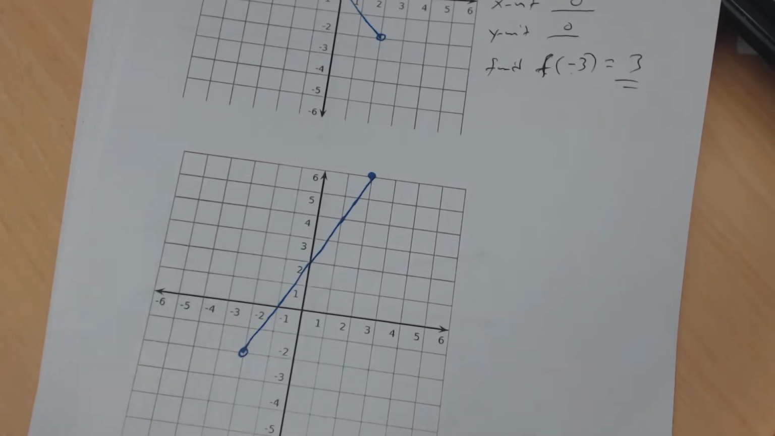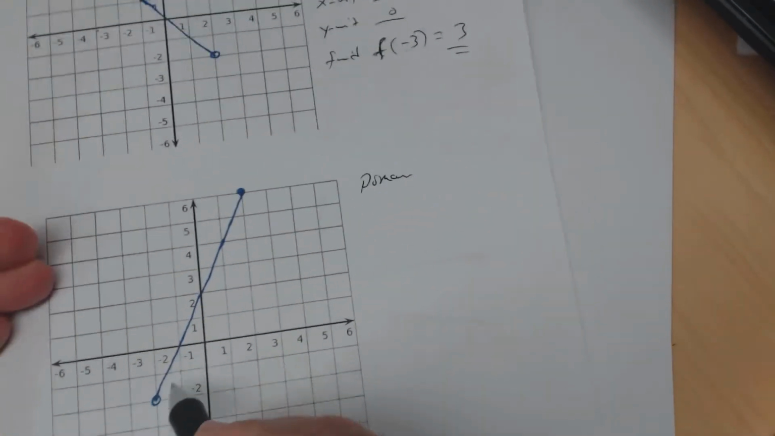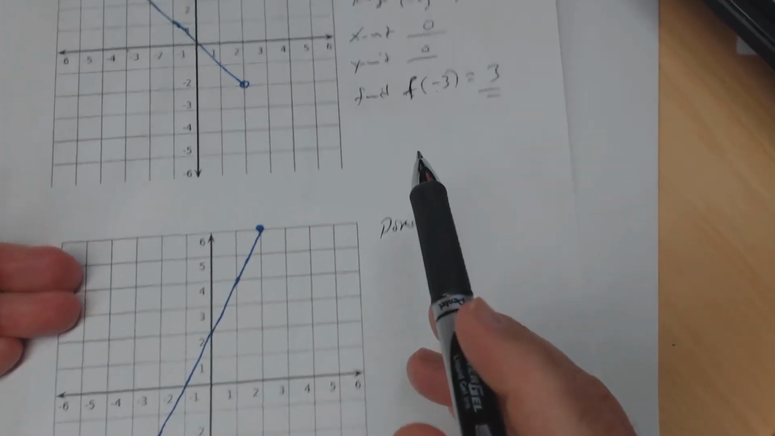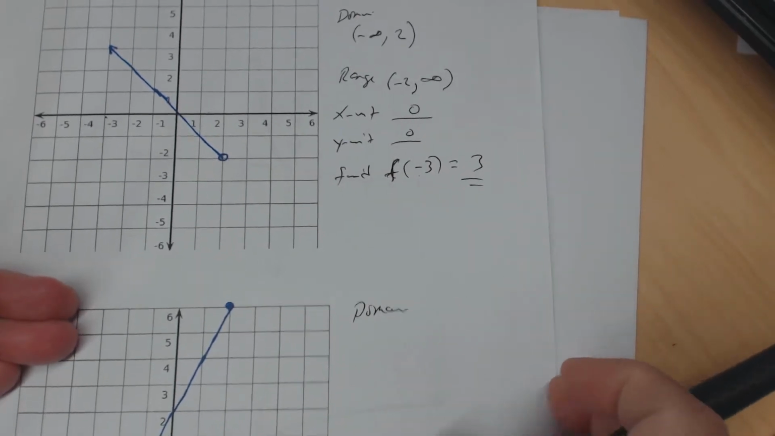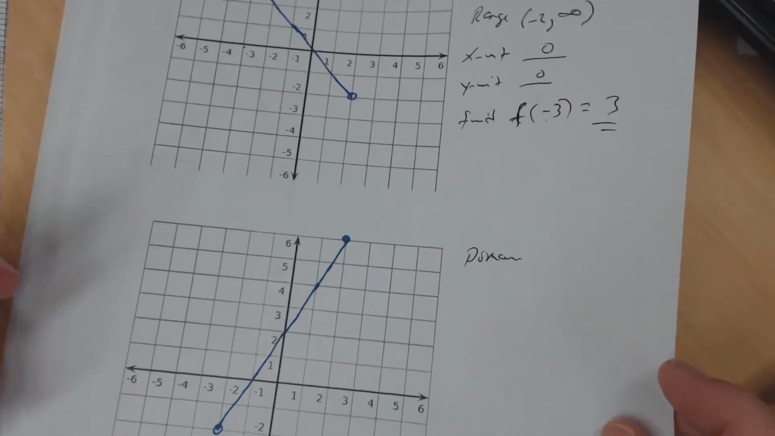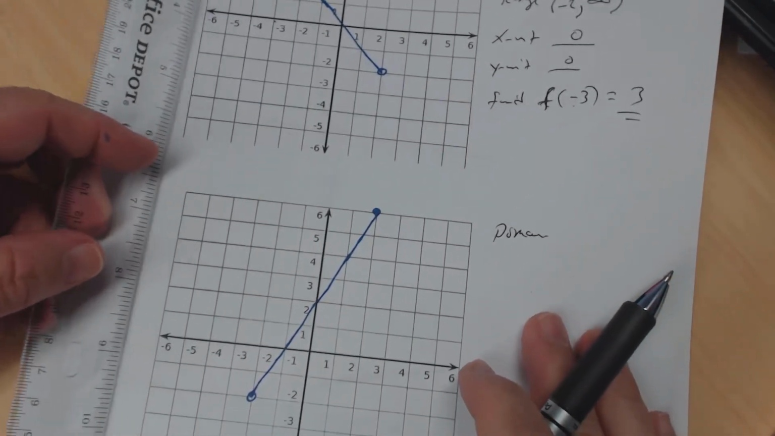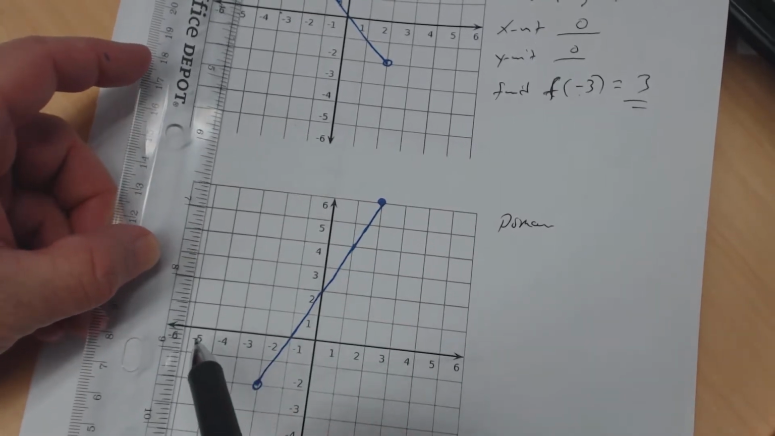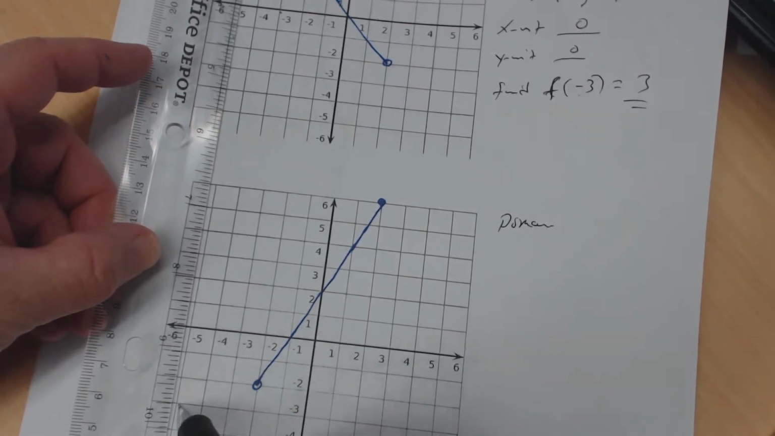So again, domain. All right, now notice this time, this is open, this is closed. There are no arrows, so you're not going to have infinity or -infinity since there aren't any arrows. Okay, so for the domain, you go from left to right. So the question is, is -5 going to be in the domain? No, because when x is -5, there's no point of the graph.